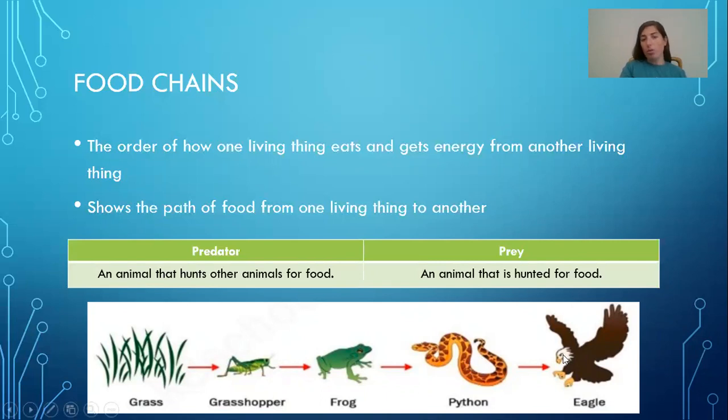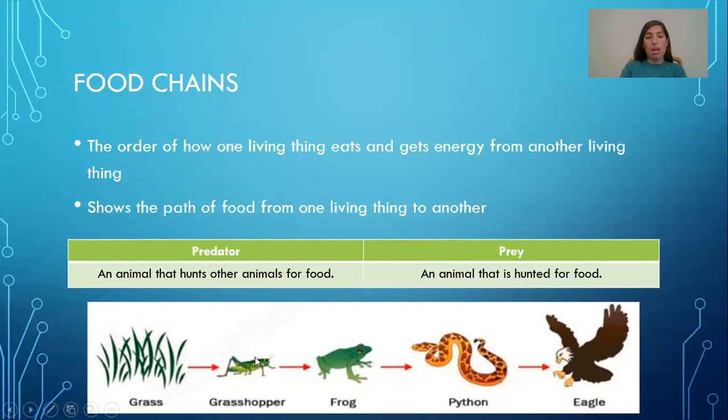So if you look at this food chain, think about which of these animals are predators and which of these animals are prey. Again, grass is not going to be either a predator or a prey. So if we look, a predator is an animal that hunts other animals for food. So as I look at this, I know that the frog is going to eat the grasshopper. Okay, so that's a predator. The grasshopper is eating the grass. Like we said, a predator is an animal that hunts other animals for food. This grasshopper hunting this grass, it's not a predator. It's not eating another animal.